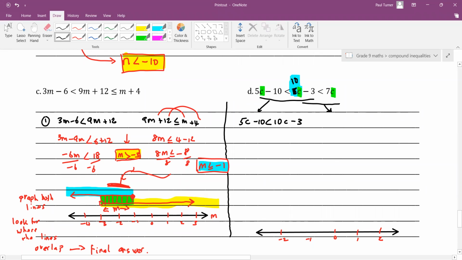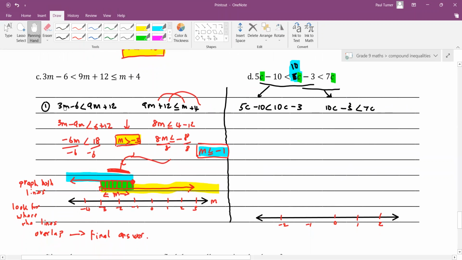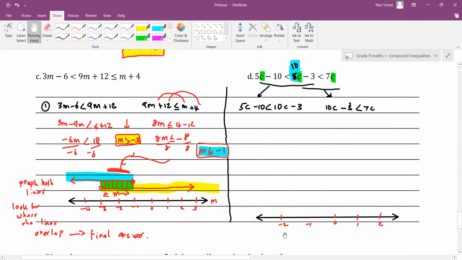And this one here will be 10C minus 3 less than 7C. Okay, so if you think you know how to do it, you can put your answer down in the number line and give me your final answer in the chat box. So if you do know how to do it and you want to have a go, put your answer in the chat box down here.